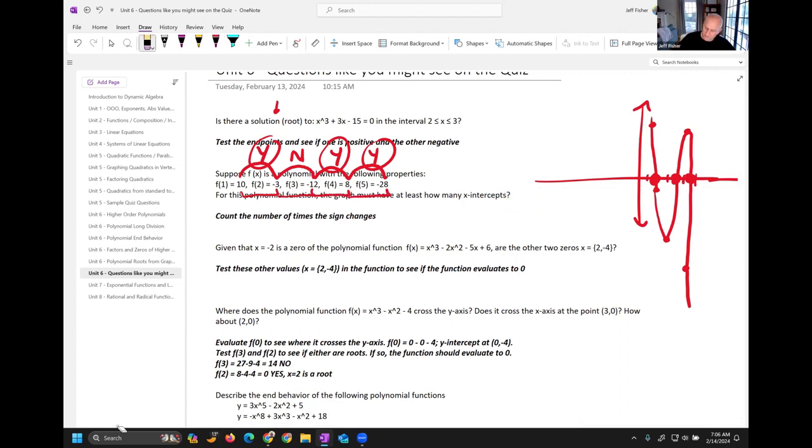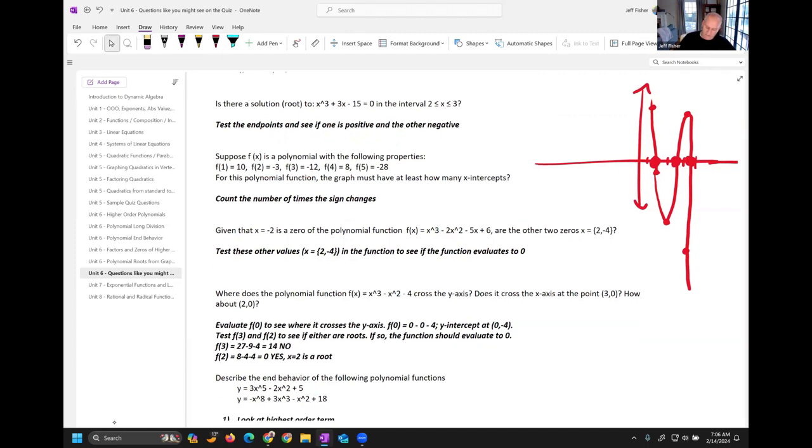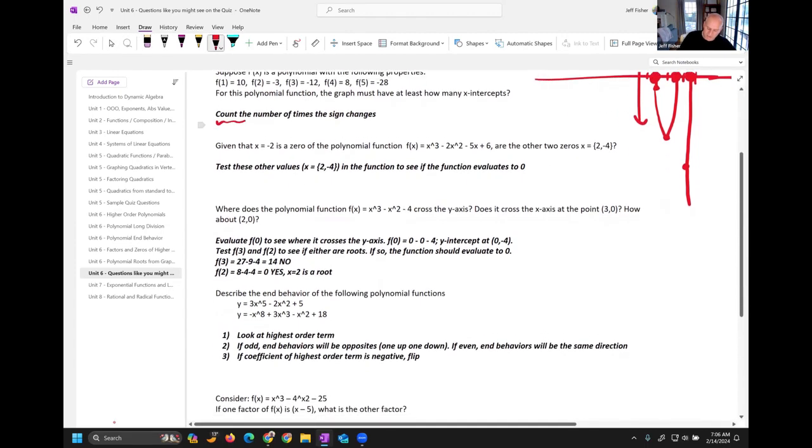Okay? I think you guys hopefully got that one. Count the number of times it changes signs. That's what you do. Okay? Given that x equals negative 2 is a 0 of this polynomial, what are the other two?